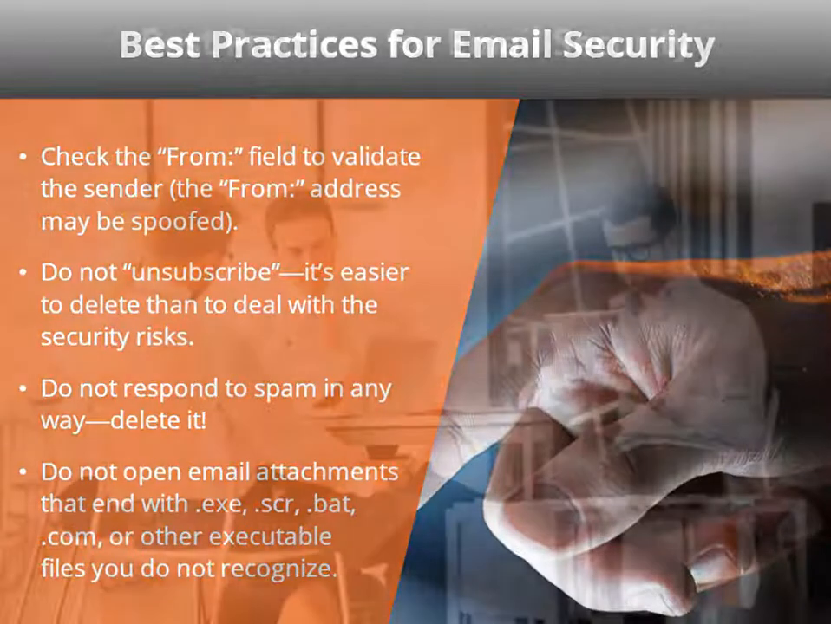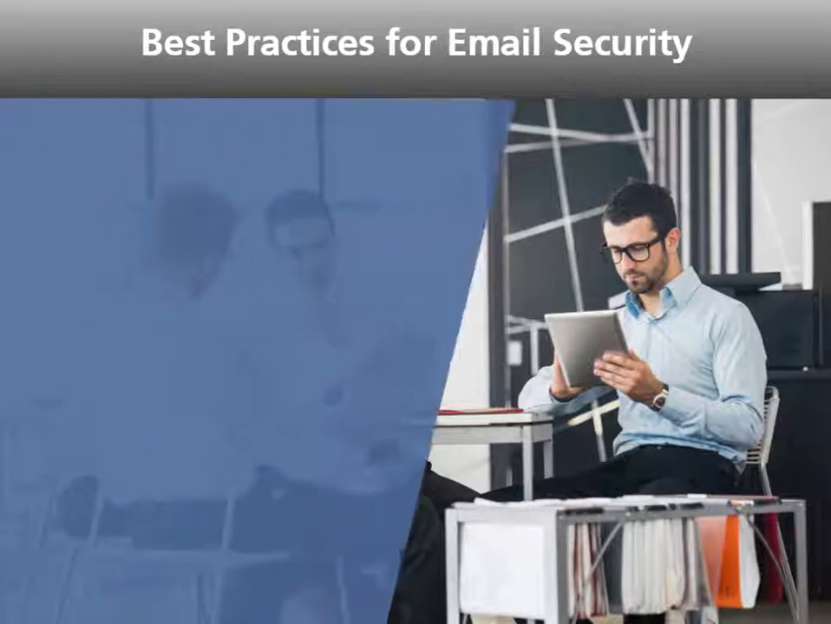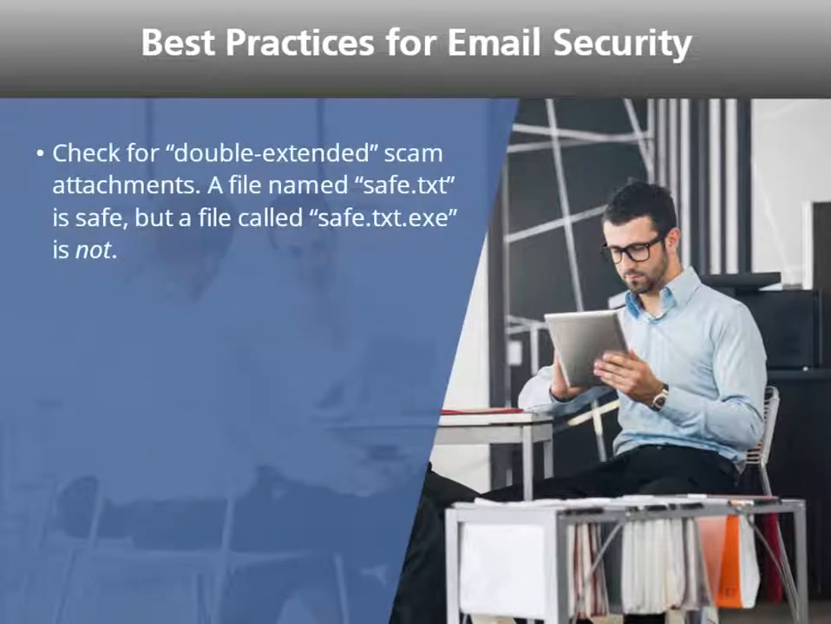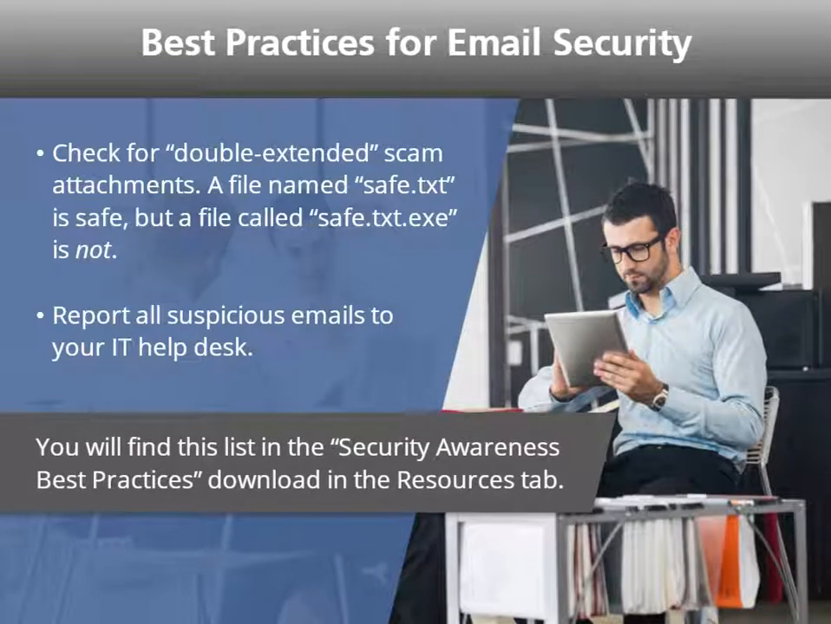And here are two final tips for email security. Always check for so-called double-extended scam attachments. A text file named safe.txt is safe, but a file called safe.txt.exe is not. And last, report all suspicious emails to your Information Technology Help Desk. You will find this list in the Security Awareness Best Practices download in the Resources tab.